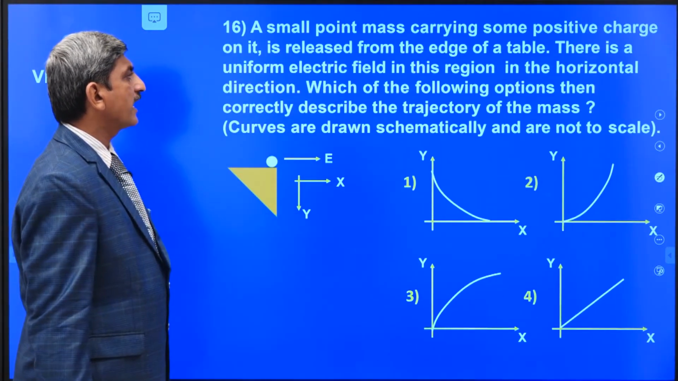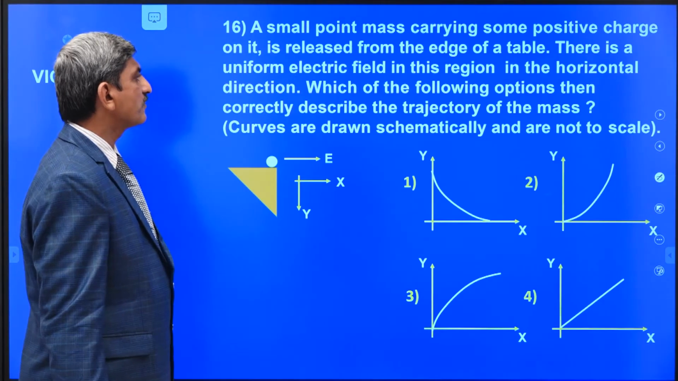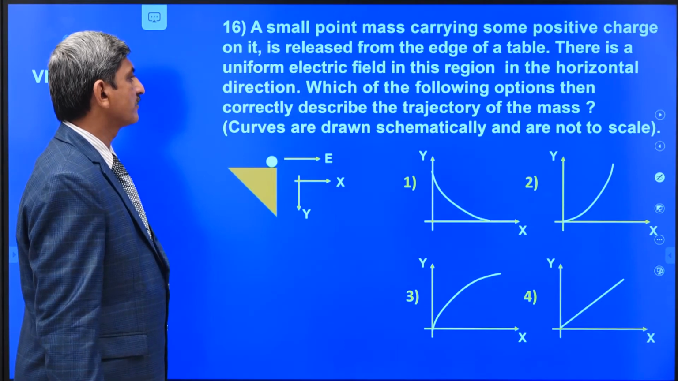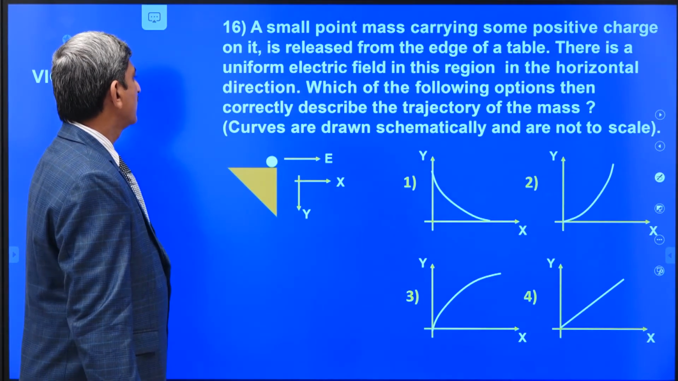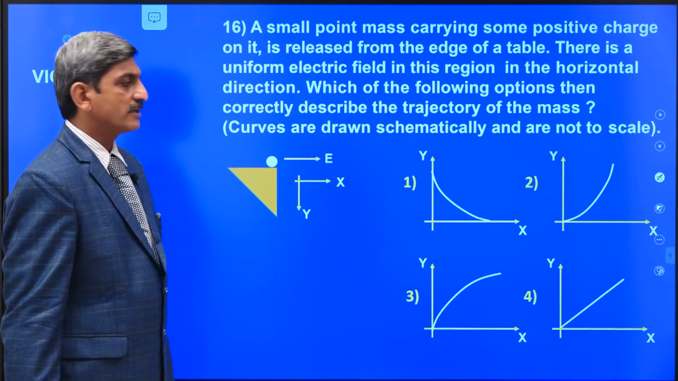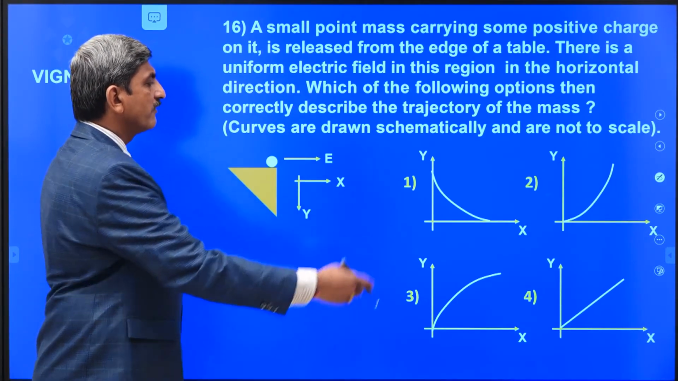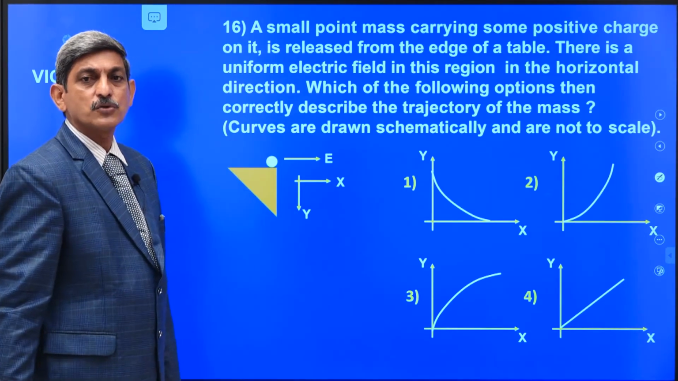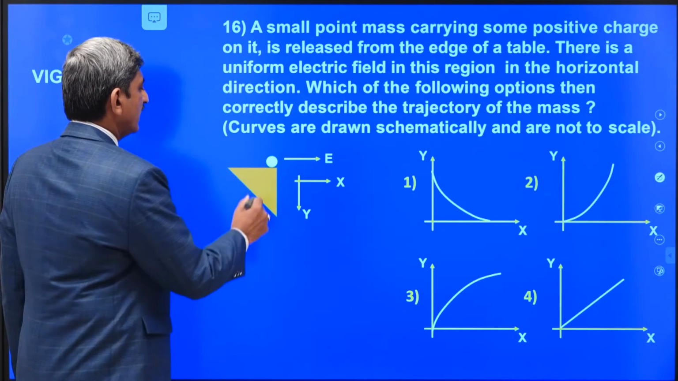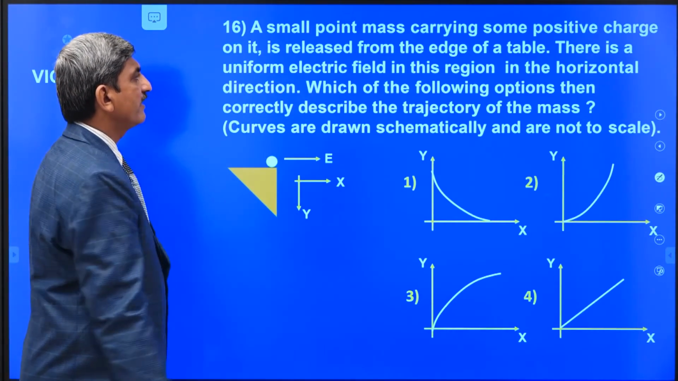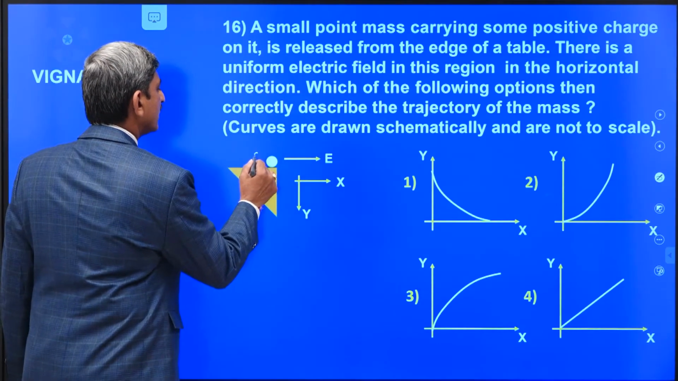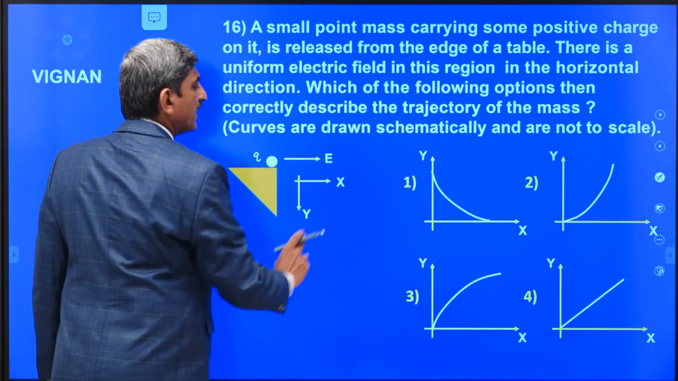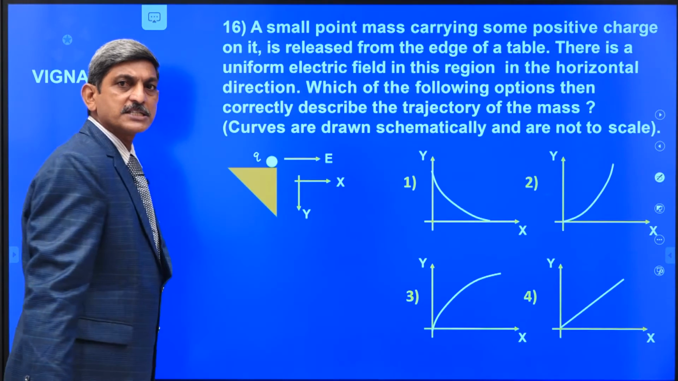A small point mass carrying some positive charge on it is released from the edge of a table. There is a uniform electric field in this region in the horizontal direction. Which of the following options correctly describes the trajectory of the mass? Okay, 4 graphs are given, and for this motion of the particle, which graph is suitable? That is our question. Say, let it be the table. This is the given point mass. It is carrying some charge, say Q. Now, in this region, the electric field is applied along the positive x-axis direction.